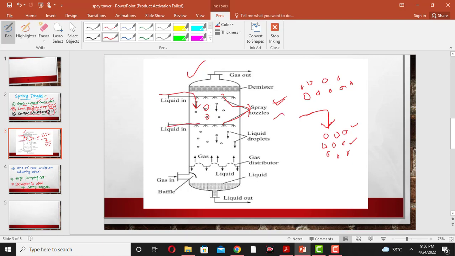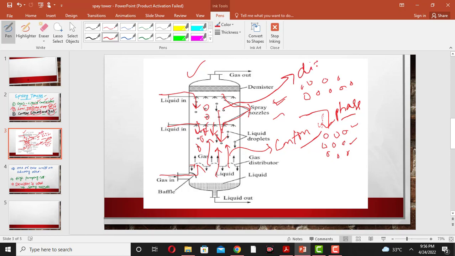This is also a liquid. This is the spray nozzle. The liquid droplet is coming from the top, and this is the gas inlet. The gas is coming from the bottom. The gas is the continuous phase, while the liquid droplet is in the dispersed phase. So the liquid droplet is the dispersed medium and the gas phase is the continuous phase.